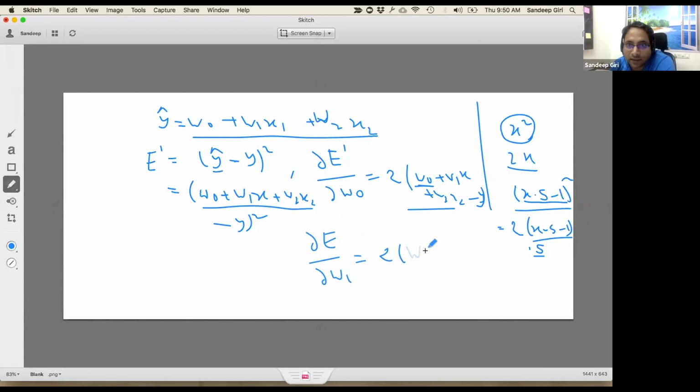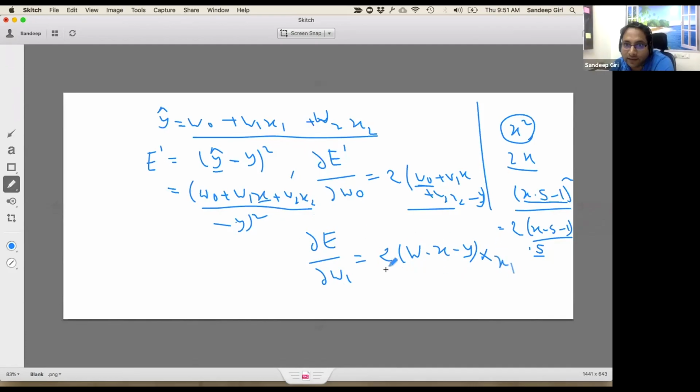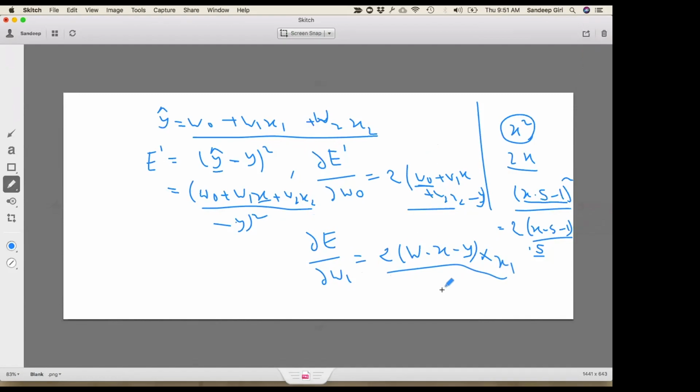Let me just write it quickly so it becomes easier. We get twice of whatever it was, multiplied by x1, because we are differentiating with respect to W1. So if you see, when you differentiate all of these values, you'll get lots of such values, and that's what we have mentioned there.